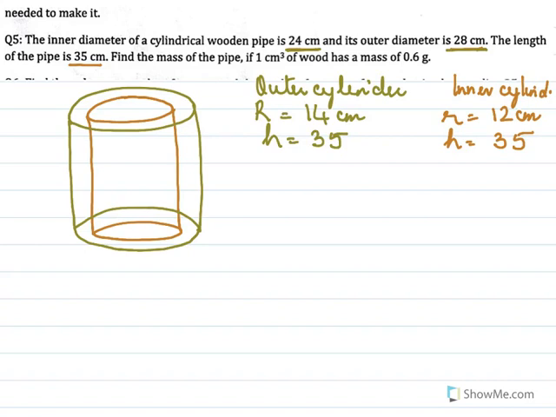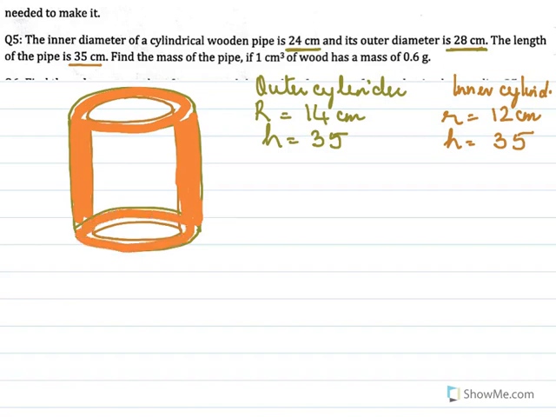Now the wood is in this region, right? And for that we have to subtract outer minus inner. Outer volume minus the inner volume. This region will be the wood. In the middle it is hollow, so we have to subtract the inner volume from the outer volume.